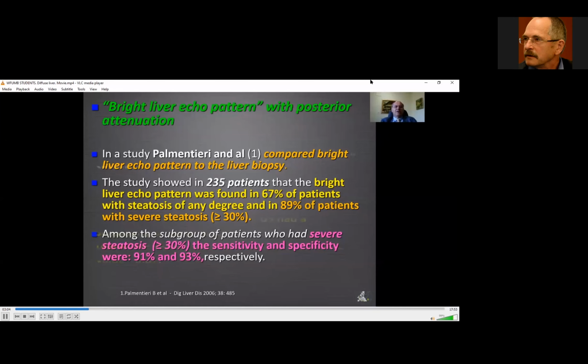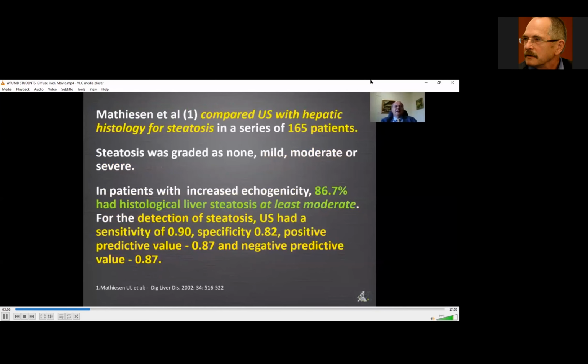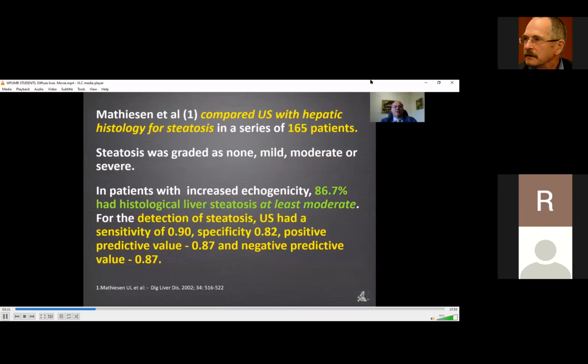Another study, Mathiesen, compared ultrasound with liver histology in 165 patients, and they found that increased echogenicity of the liver was found in 86% of patients with at least moderate steatosis. And you can see here that the specificity and the predictive and negative values are between 0.82 and 0.90. Then it's quite good for our practice.